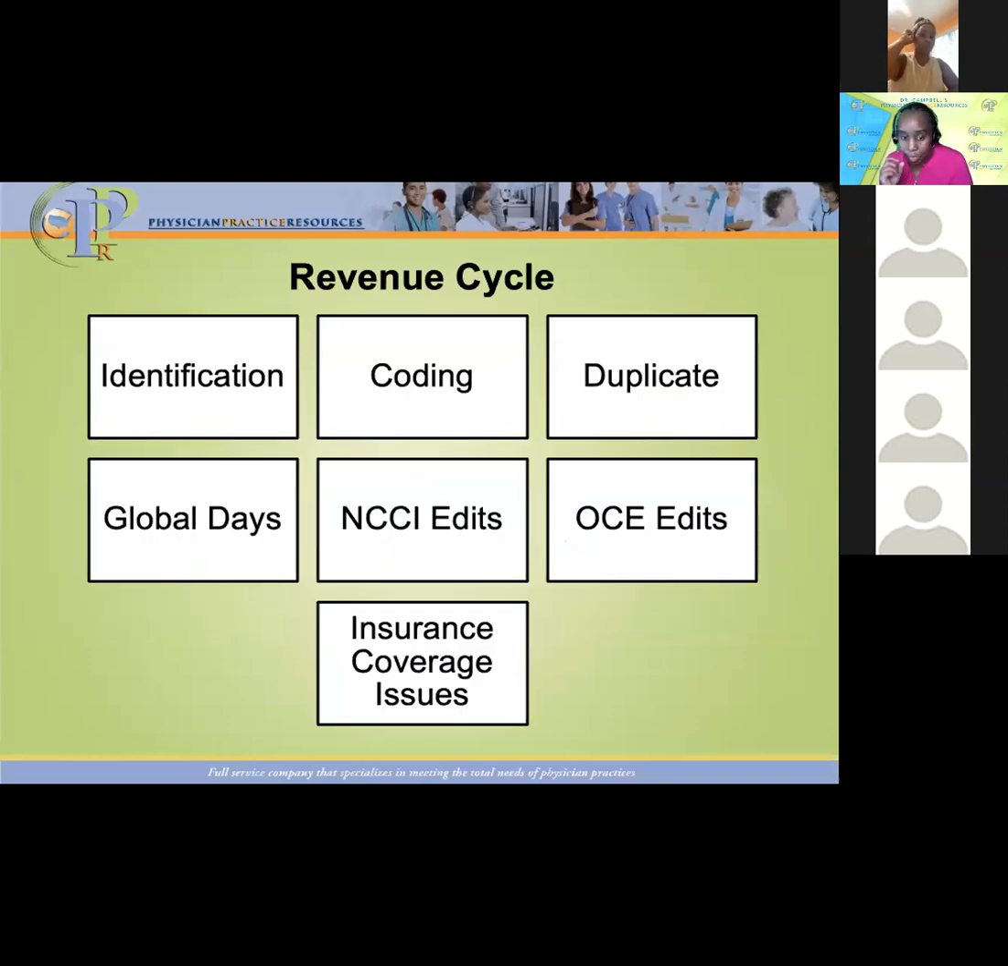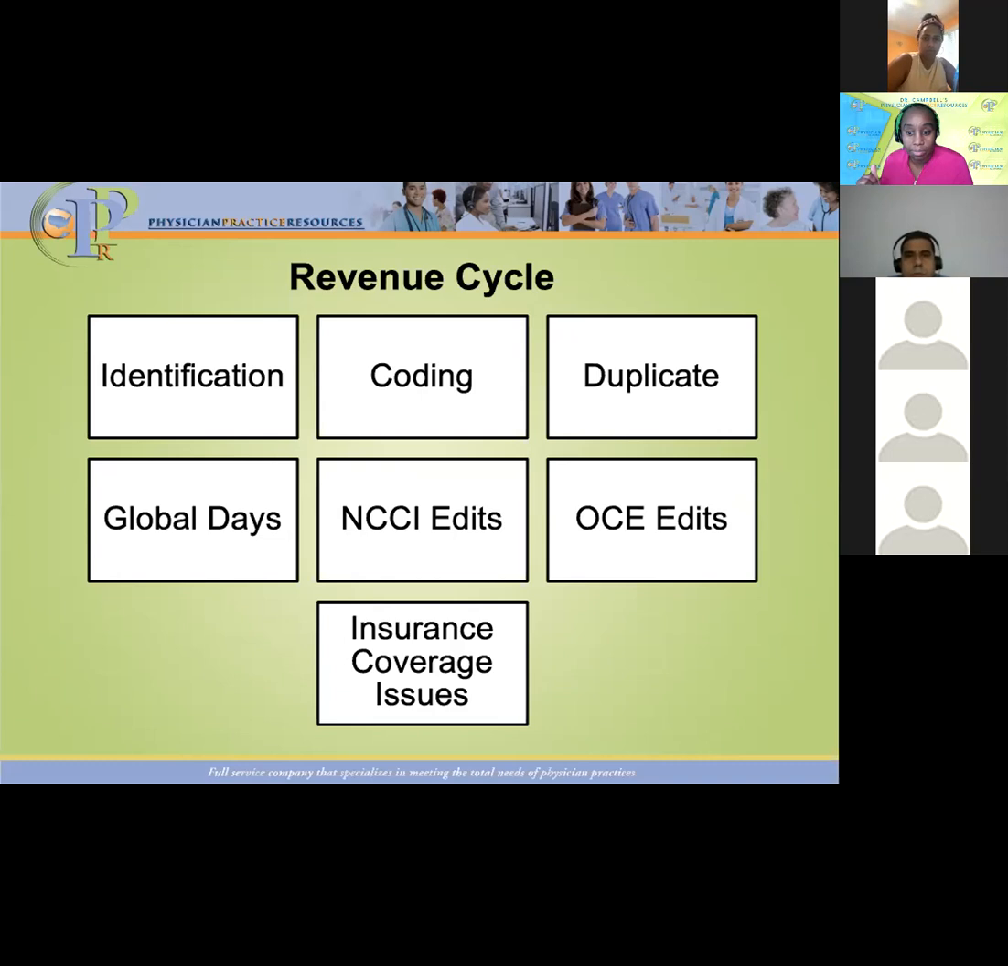So we talked about the claim being sent to the insurance company. We talked about the clearinghouse that is reviewing the claims and trying to get them cleaned up. But the reality is that not all claims are going to be paid. And that leaves us with a bucket of claims that are denied. And denied claims are those claims that are unpaid for a variety of reasons.